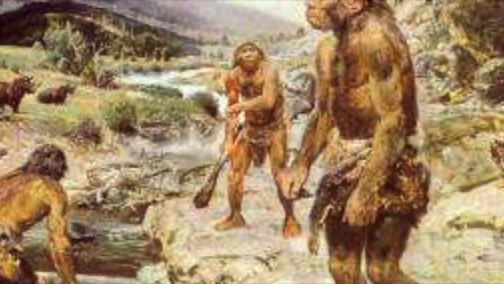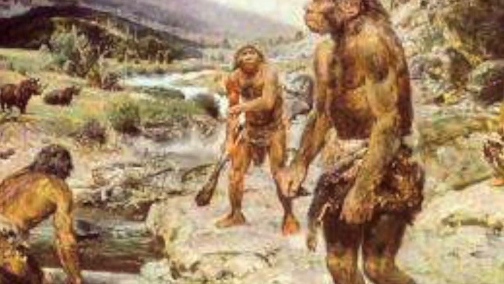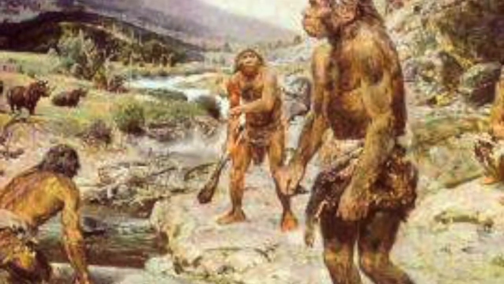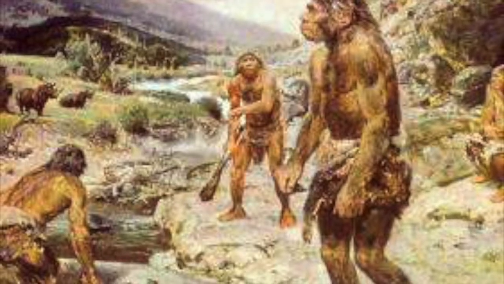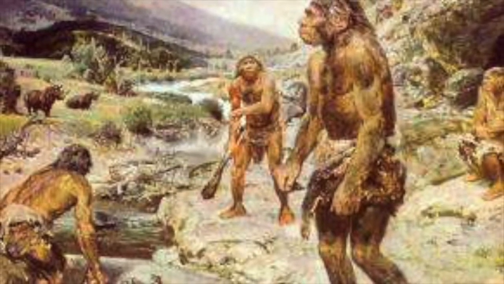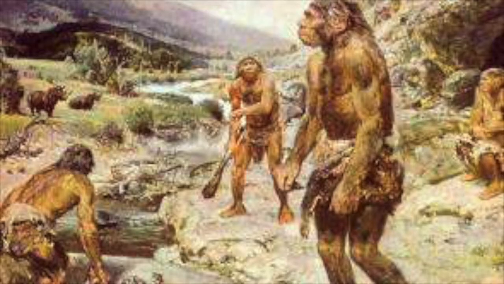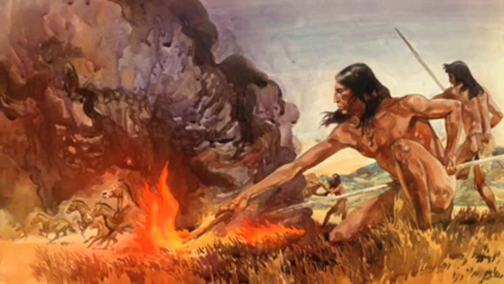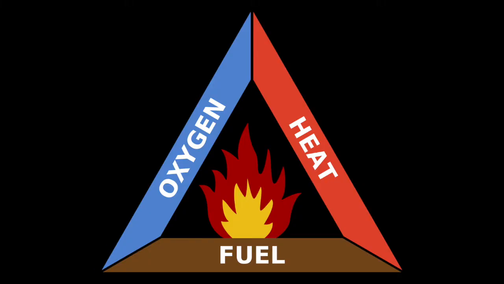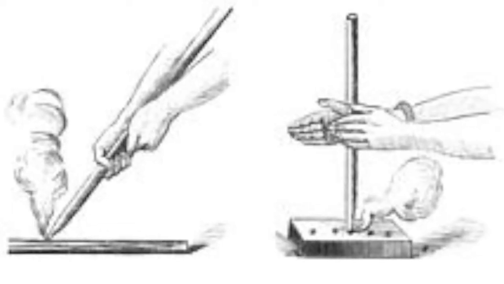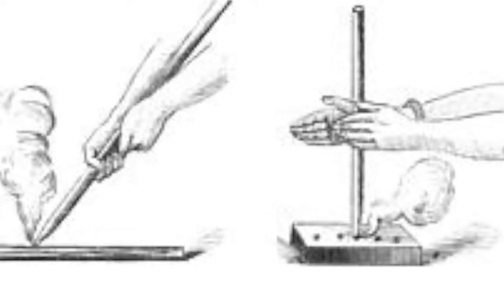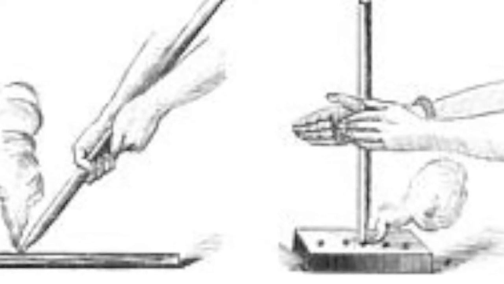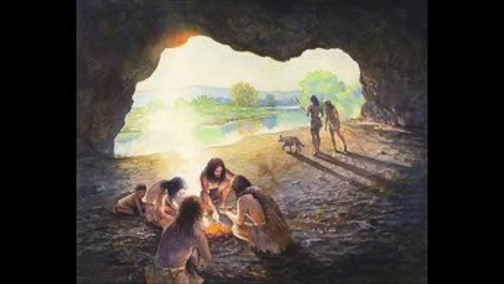Well, to answer this question, we have to go back in time. Early humans discovered how to make a lot of things. For example, they learned how to make fire. The ingredients to make fire include oxygen, heat, and fuel. And the early humans took those ingredients and began to make fire. And they were able to cook their food and keep warm.